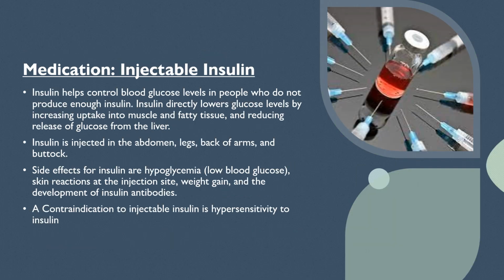Injectable insulin. Insulin helps control blood glucose levels in people who do not produce enough insulin. Insulin directly lowers glucose levels by increasing uptake into muscle and fatty tissue and reducing release of glucose from the liver.